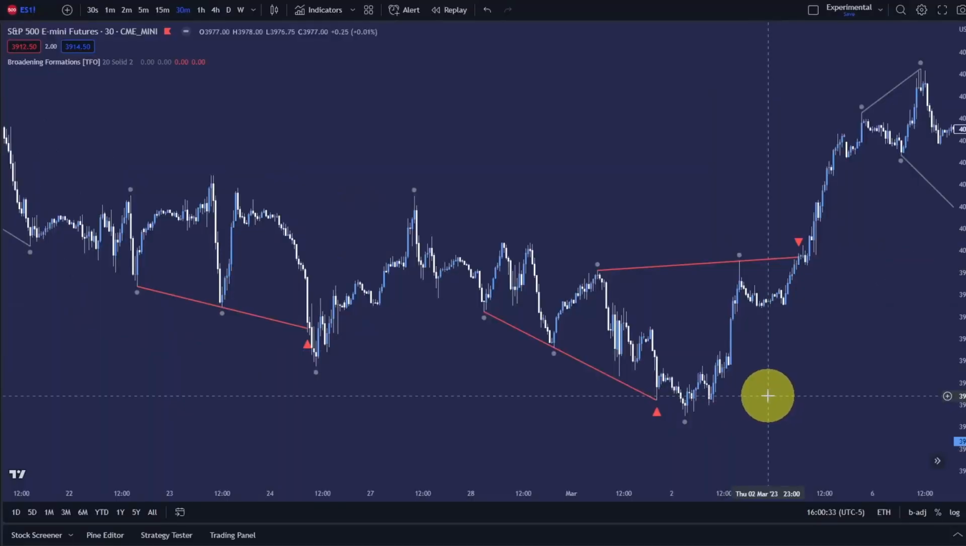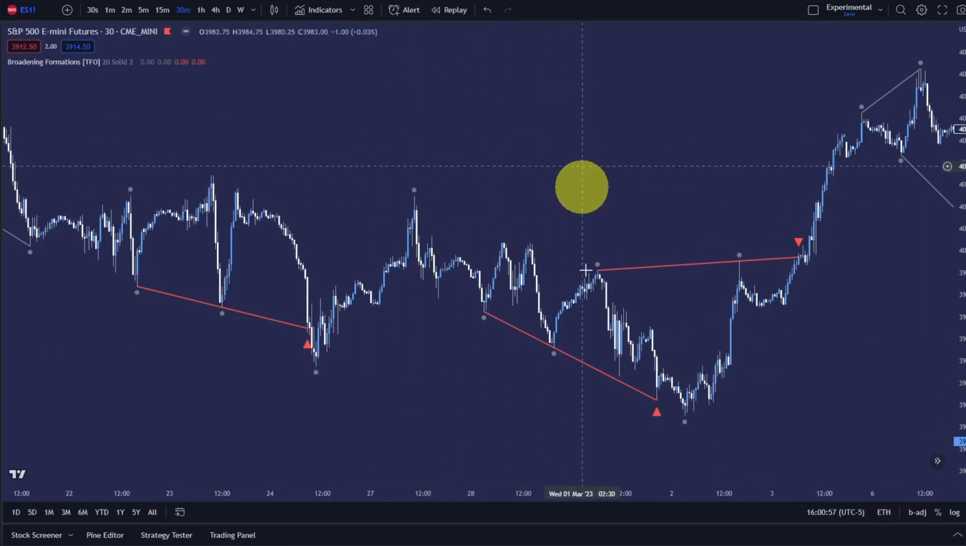But basically these are very commonly used with the Strat, especially if you have a 3, or in other words, an outside bar on a higher time frame. You can expect there to be some expansion on both sides of the range and essentially create this broadening formation.